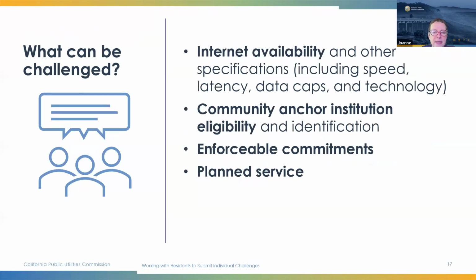Now let's get into some more details involving the challenge process. First, let's focus on the types of data that qualify as a challenge. The aspects of service that can be challenged are internet speeds and other specifications, which we'll show on the following slides, to determine BEAD eligibility. So that's the core and first item, right? Internet speeds and other specifications of the service. Next, identification of a community anchor institution or a challenge to the eligibility of a community anchor institution in the data set. Next, identifying or challenging enforceable commitments for specific locations. And finally, identifying planned service for specific locations.